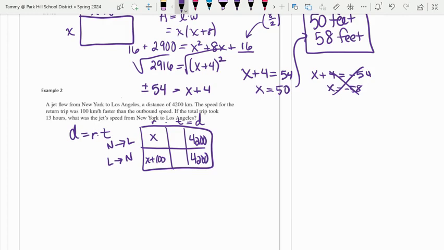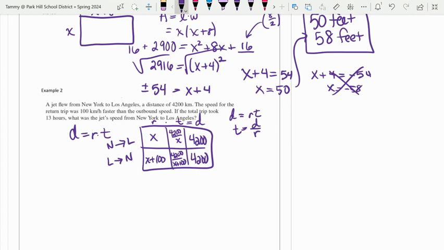The total trip took 13 hours. So we know that rate times time is distance. So distance is rate times time, and I'm going to write that out. So we know time would be distance divided by rate. So here my time is distance, 4,200 divided by x. And this will be 4,200 divided by x plus 100.